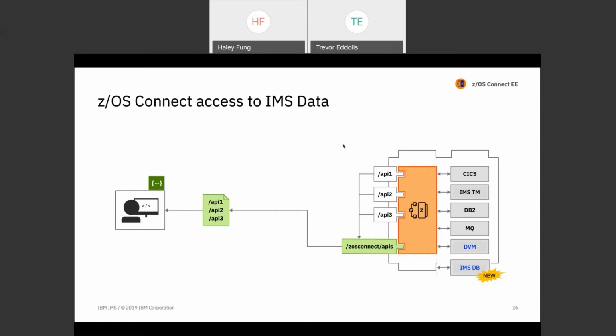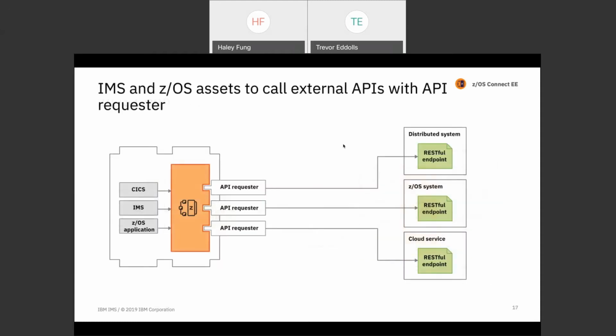And then finally, the third feature with Zeus Connect is allowing IMS to call out to external APIs. You can see Zeus Connect, by utilizing the API requester function shown on the left side of the screen, can take a CICS transaction, IMS transaction, or just a basic COBOL application and call out to an external RESTful endpoint.